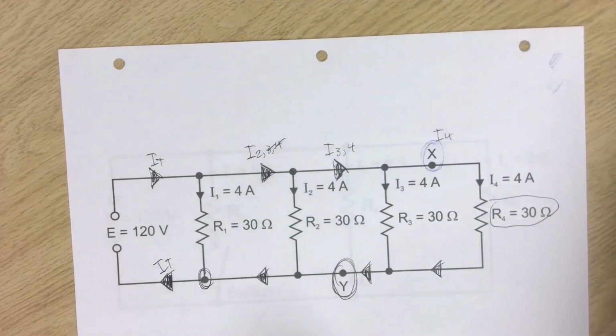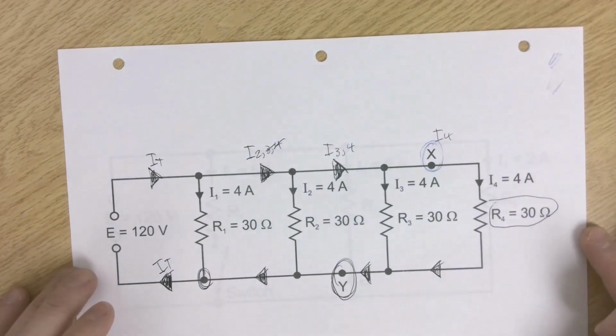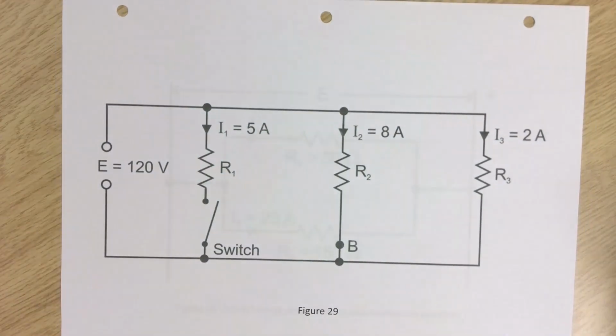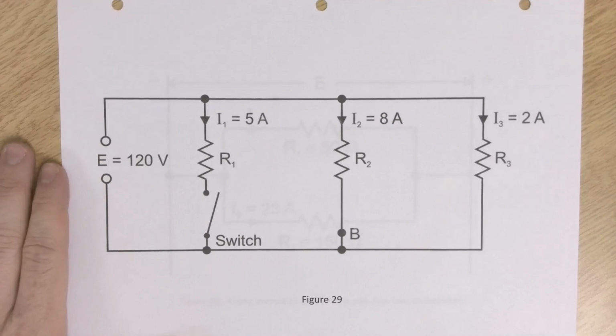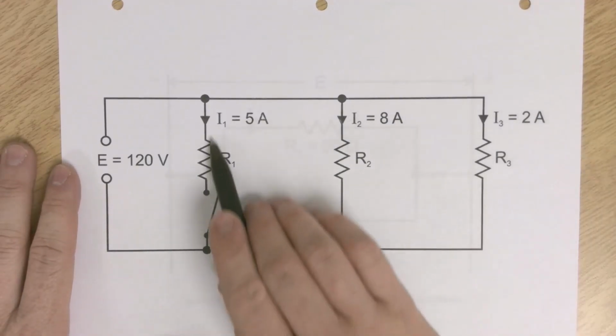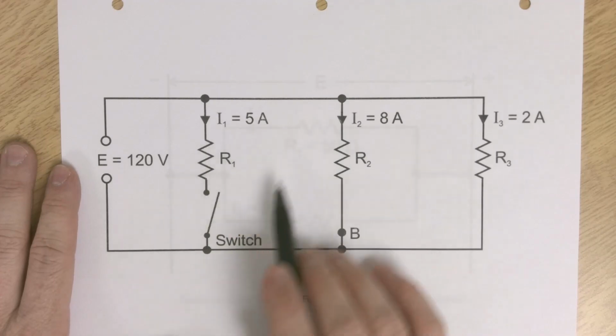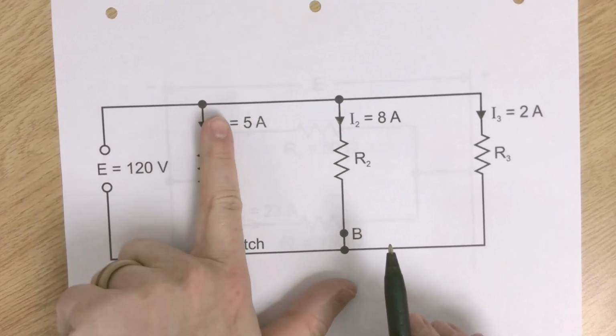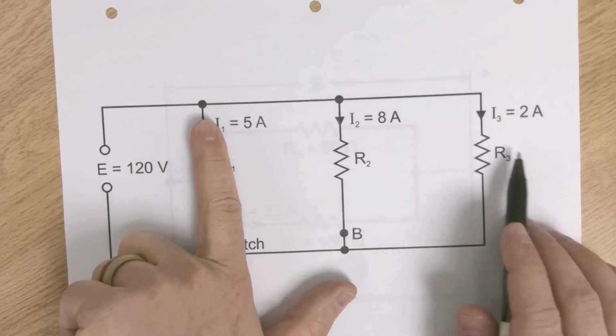So that's how open circuits will affect parallel circuits. This is also, of course, from your module, as all these pictures are. This has a switch, but the switch is only in one branch of the parallel circuit. So if that switch is open, we just lose R1. R2 and R3 are still connected in parallel.